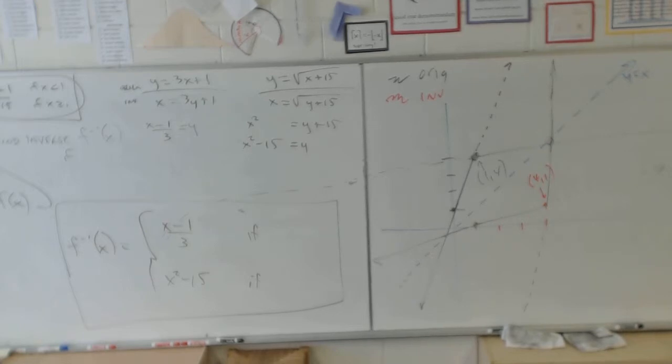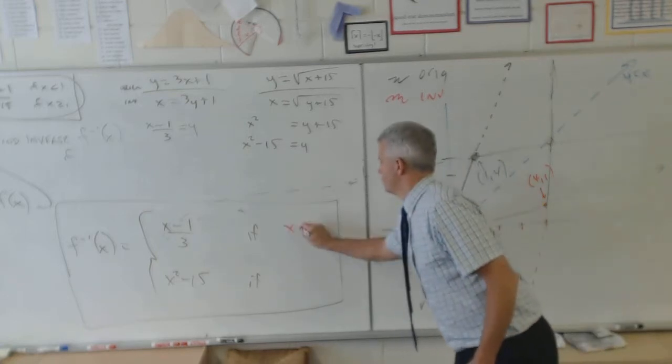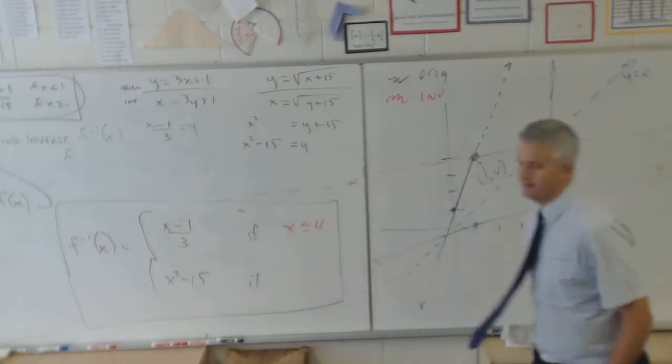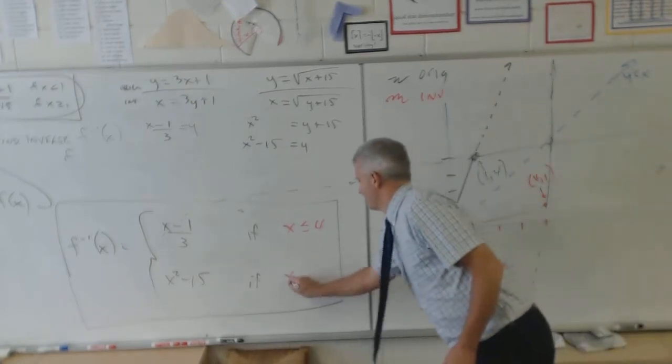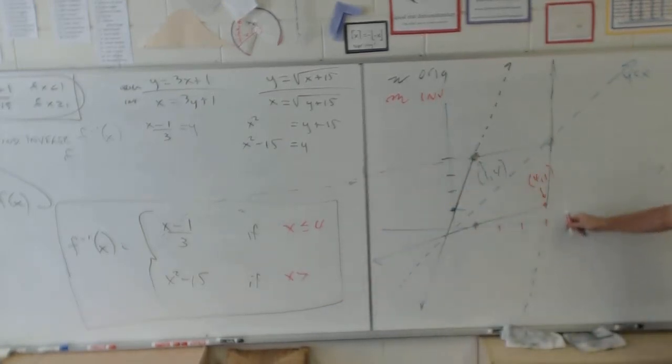X is less than or equal to 4. And what do we write here? X greater than 1. No, 4, sorry. It's 4. Again, the key value is 4.